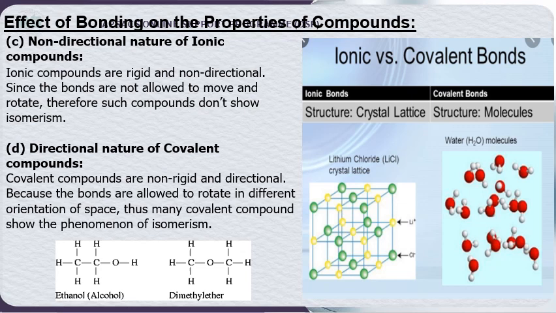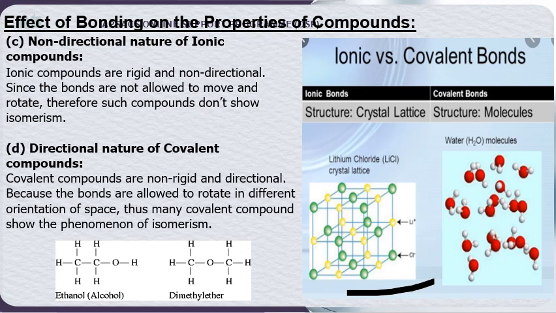Come to the next one. Next is the non-directional nature of ionic compounds and the directional nature of covalent compounds. Here you can see in the structure, one after the other there is a cation, and then there is an anion. No particular direction. Keep attaching them one after the other, and three-dimensionally it will increase in size. So we say, as it is only electrostatic attraction between the ions, right? So ionic compounds are considered rigid and non-directional. They can increase in any direction.